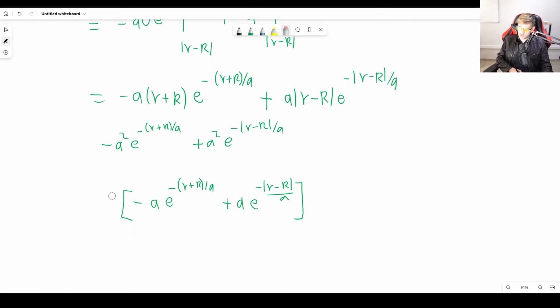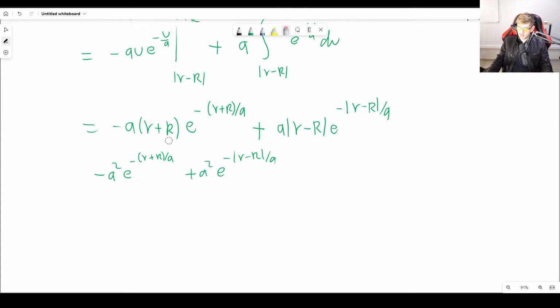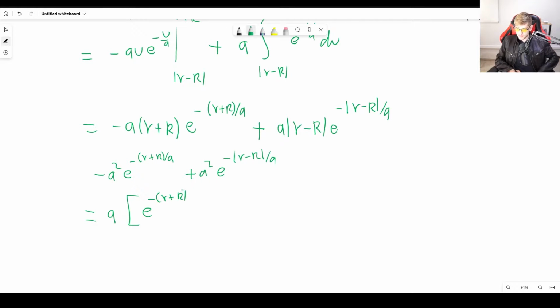Make sure to be very clear whenever you are writing your absolute values, so you don't confuse them with normal parentheses. Okay, now let's factor this out. So first of all, notice that we can factor out an a from all of this. So a times everything else. Then we have two different exponents, right? We have e to the minus r plus r over a. And if we factor that out, we get this thing right here.